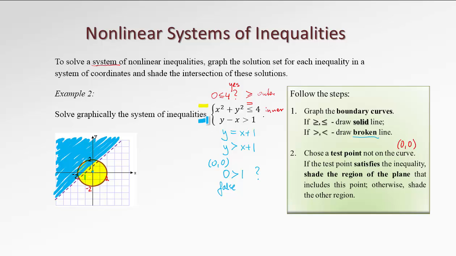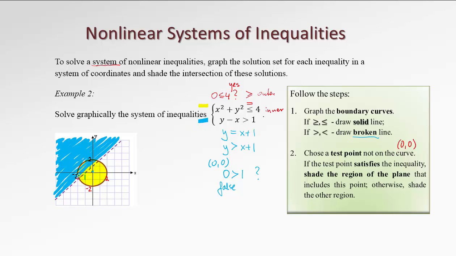Okay, let's record blue as a color for the solution set of the second inequality. Since we are looking for the solutions to both inequalities, we're really looking for points that belong to the yellow region as well as to the blue region, which means we're looking for the intersection of these two regions.